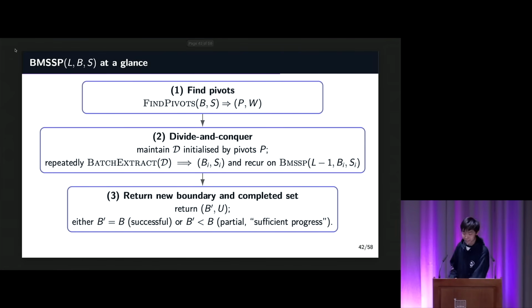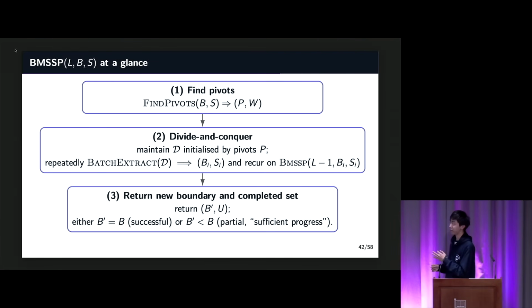We now have all that is needed to come up with the final algorithm. Put simply, it consists of 3 steps. Firstly, we prune the frontier S, obtaining a set of pivots P. Secondly, we initialize the partial sorting heap with the pivots P. And then we divide the problem into 2 to the power t subproblems by repeatedly batch extracting a set of vertices with minimum distances from D. We solve that set of vertices, and we repeat it until the set is empty, or we have reached a good enough size of U.